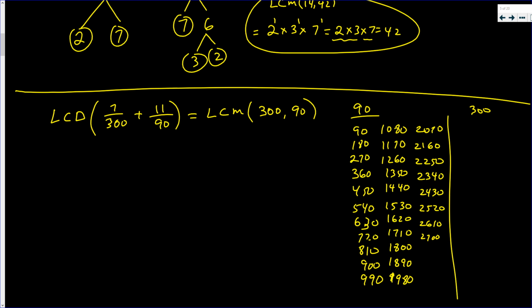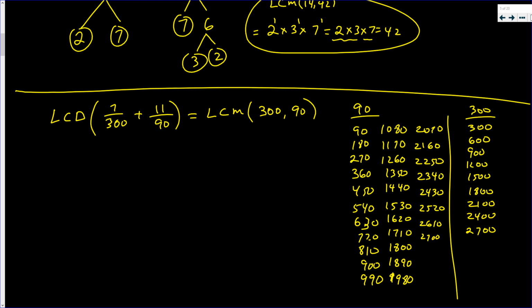The 300 table. 300, 600, 900, 1200, 1500, 1800. Let me try that again. 1500. The next one is 1800, then 2100, then 2400, and then 2700.